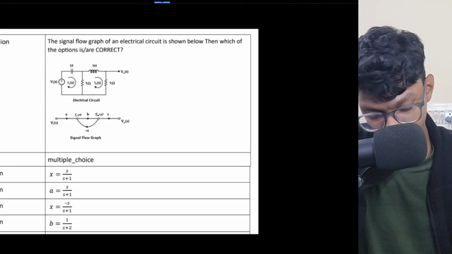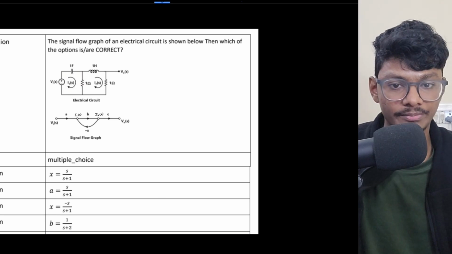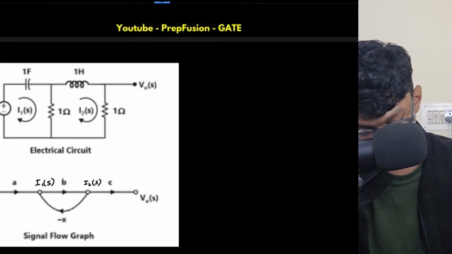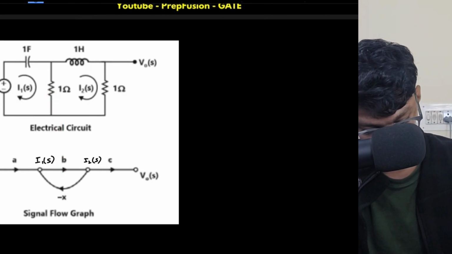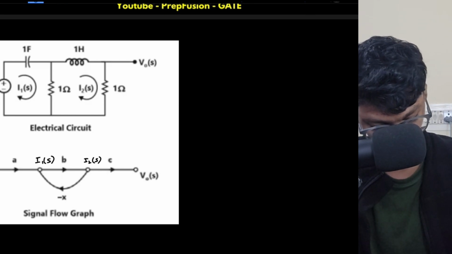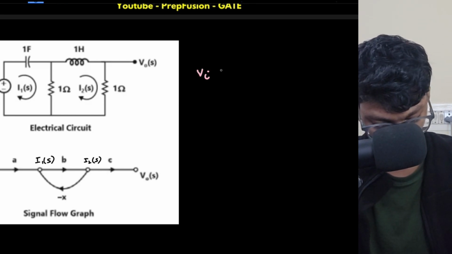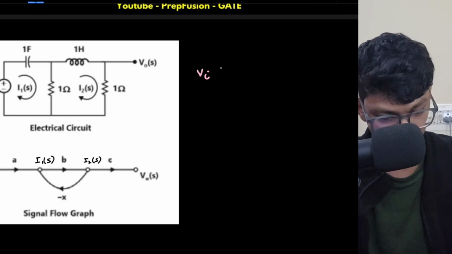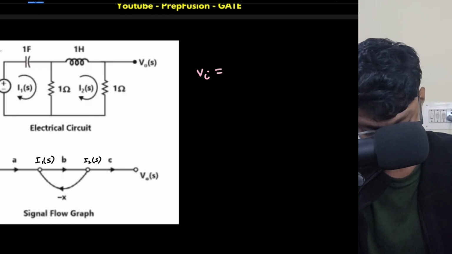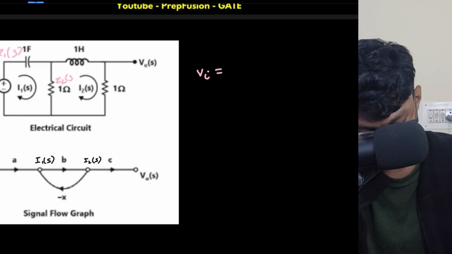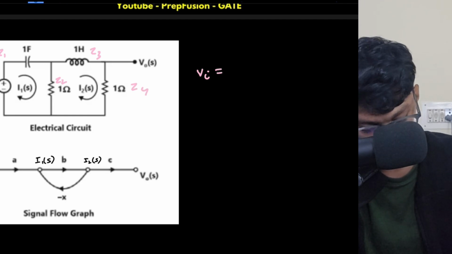I will write few KVL. I will apply the mesh law. Okay, if I apply the mesh law, because I want to write the equivalent equations, right? So I can write my VI is equal to this drop, that is I1. Let me mark down the impedance. Let me mark this as Z1 of S. Let me mark this as Z2 of S. Okay, just writing it Z1, Z2 for now, Z3 and Z4.